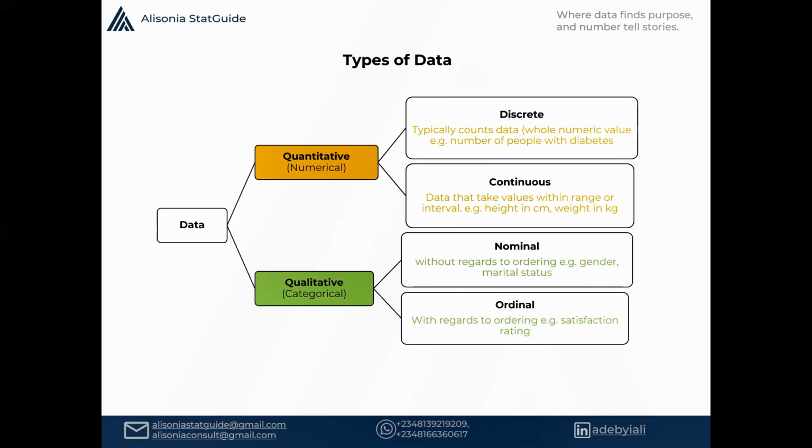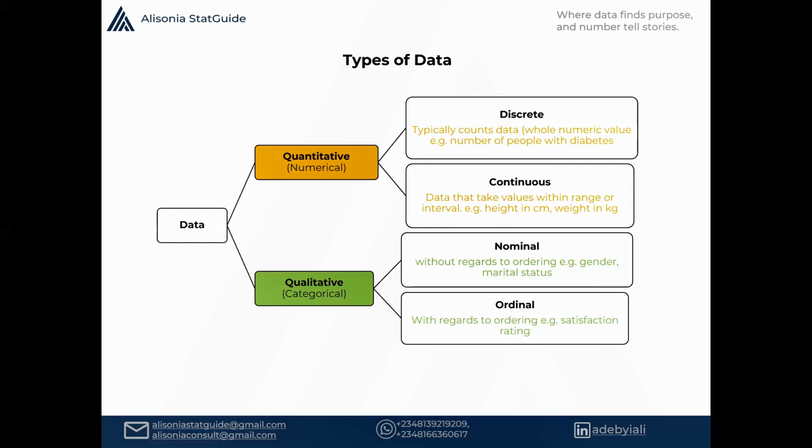So for type of data, we have two types. It's just like iterating what we did yesterday. We have quantitative, which is numerical data, and we also have qualitative, which is categorical data. Quantitative can further be divided into two, the discrete and the continuous. When you talk about discrete, this is typically count data or numeric value. There is no decimal point. It is an integer.